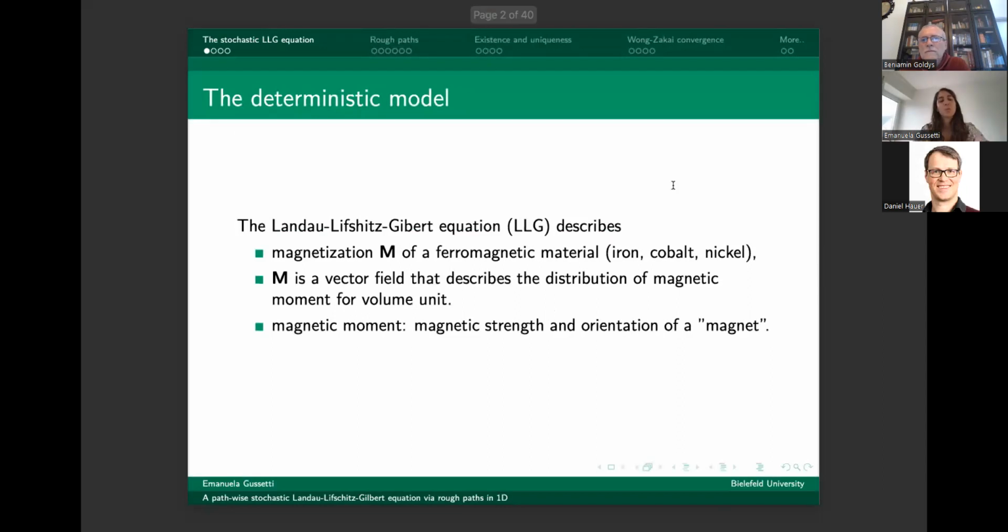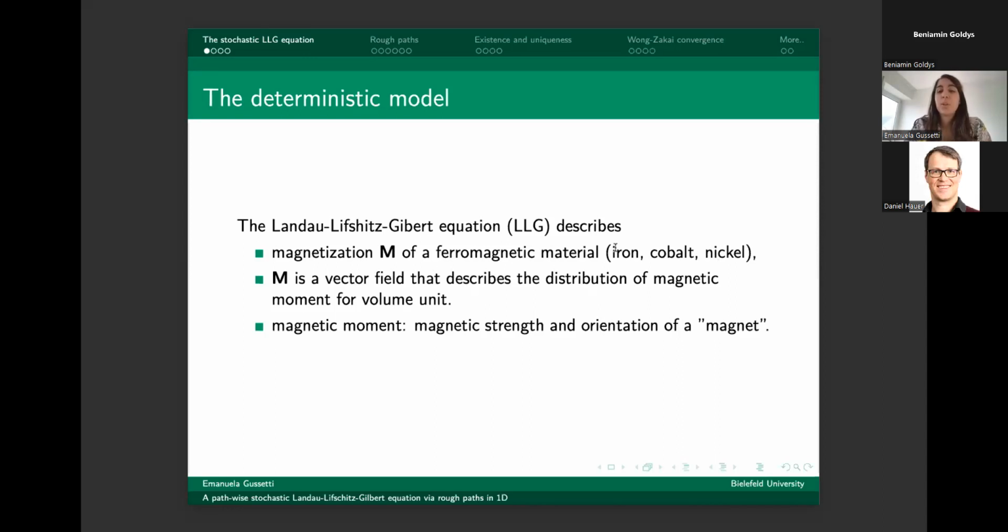Okay, so what is the subject of this talk? We start first with the deterministic model. What is the Landau-Lifschitz-Gilbert equation describing? The Landau-Lifschitz-Gilbert equation describes the magnetization of a ferromagnetic material, for instance, iron, cobalt, or nickel. And in particular, we are looking at the contributions that come from magnetic phenomena that are included in this magnetization.